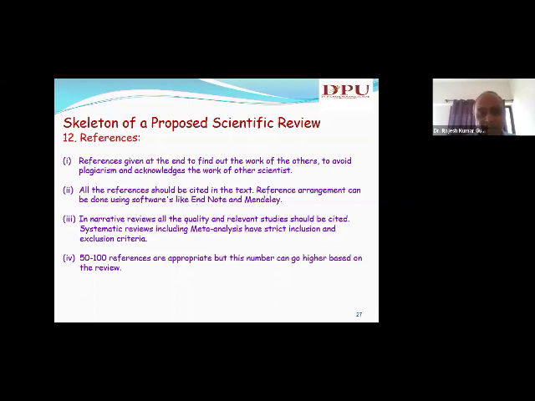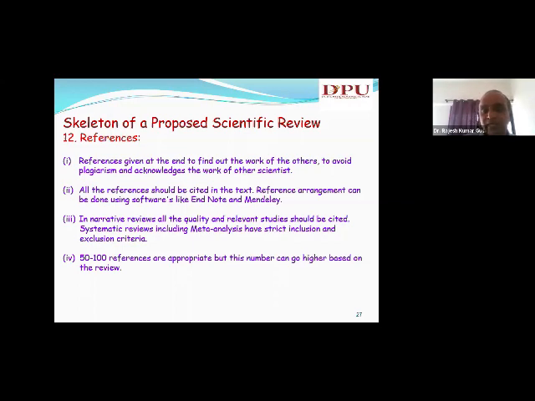References can be managed using software like EndNote and Mendeley. It is very helpful. If we go to the EndNote site, we can get 1 month free after registration. After registering, we get a 1 month free trial, and in 1 month we can complete our work also. In narrative reviews, all the quality and relevant studies should be cited.